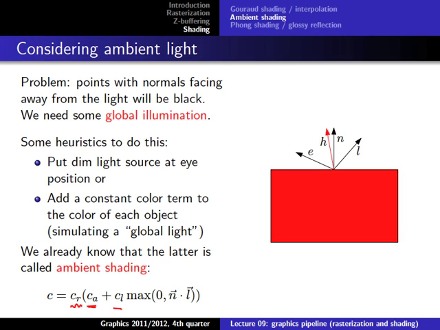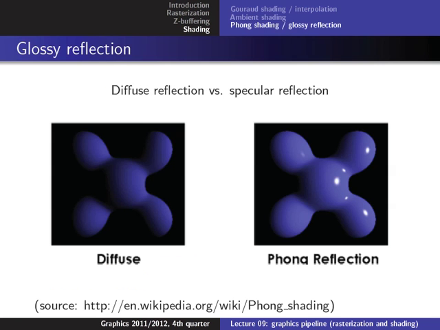Another trick to do this, which we haven't talked about so far, is we can just put a dim light source at the eye position, because then we can guarantee that every point that we see has some light, because we are shooting out some light to that point. It's another trick that also works quite efficiently and quite well. Good. Now I assume you all know what's coming.